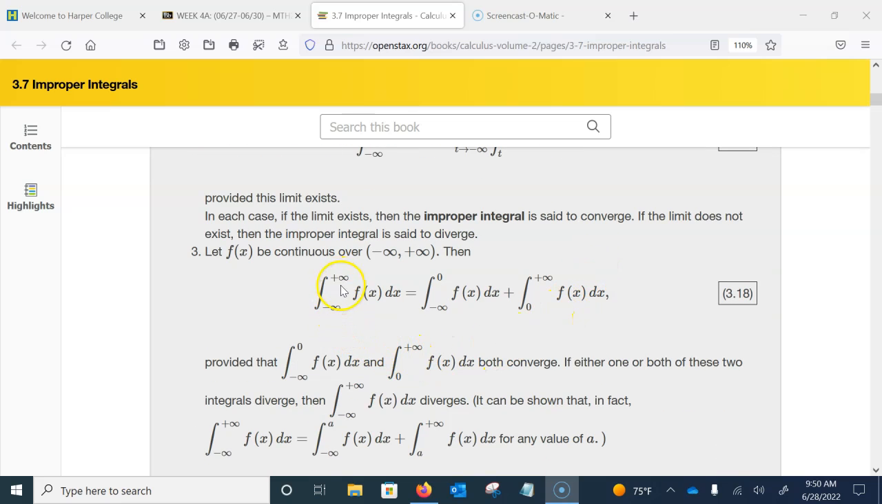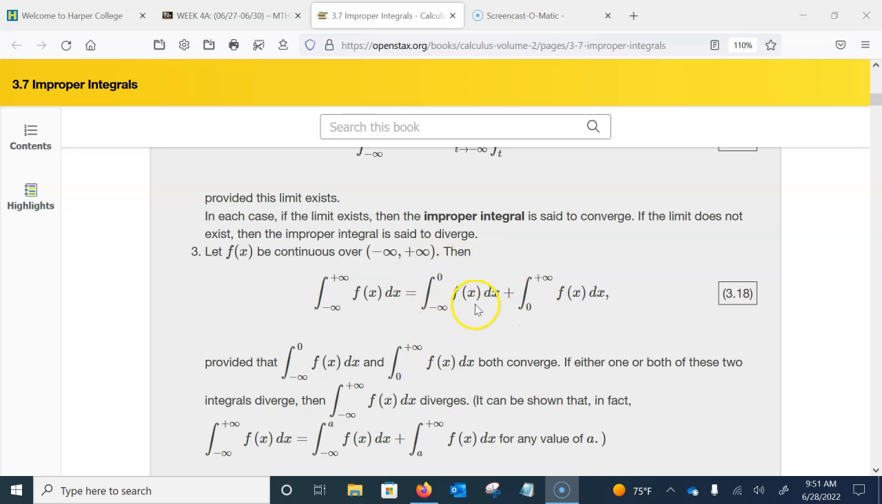You could have the upper limit go to positive infinity and the lower limit go to negative infinity. Then you just simply break it up as two integrals. Let's say from 0 to negative infinity on the left and 0 to positive infinity on the right. Of course, it doesn't have to be at 0. You could break this up at any intermediate value here. It could be 7, 10, negative 16, etc.